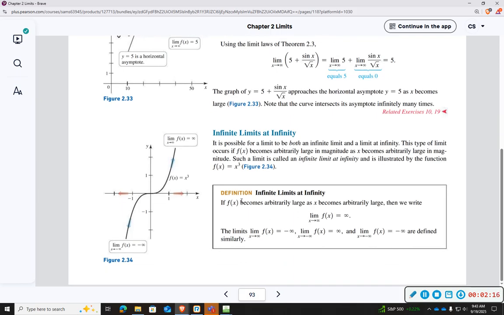Then we have the second scenario. If f of x becomes large as x gets large, then we write the limit of f of x as x goes to infinity is equal to infinity. So this time it's not approaching a number, it's just increasing and increasing without bound. The same can be said for the negative side. Again, they go over each part. If you go to positive and it goes to negative, or you go to negative and it goes to positive infinity, and if it goes from negative to negative. So you've got all the different scenarios.